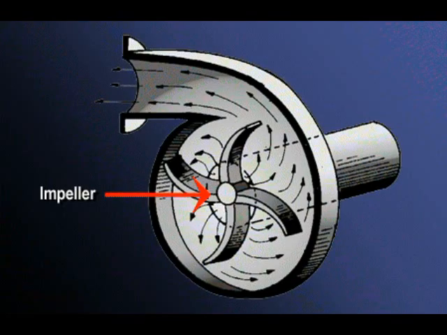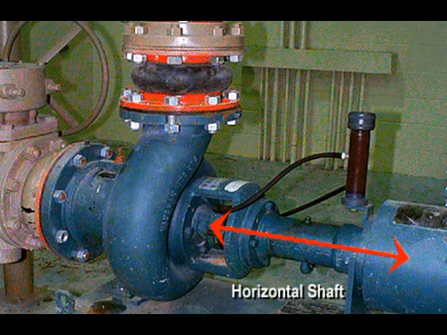In the centrifugal pump, the rotation of the impeller creates an area of low pressure near the center, which allows atmospheric pressure to push more fluid through the suction into the pump. The rotation of the impeller vanes then throws the fluid out of the discharge. As this is a horizontal pump configuration, the shaft is horizontal.